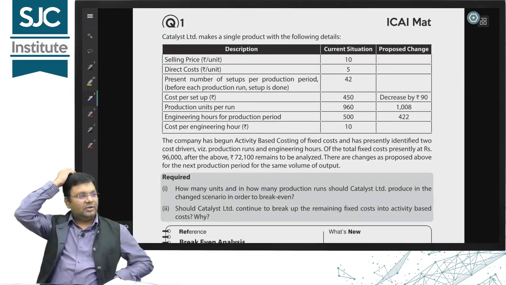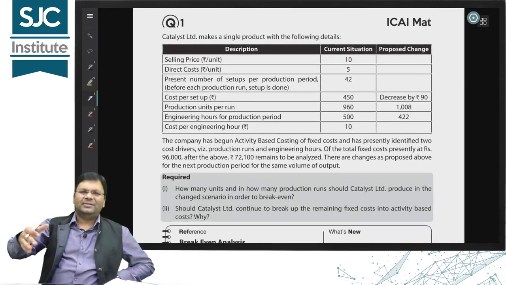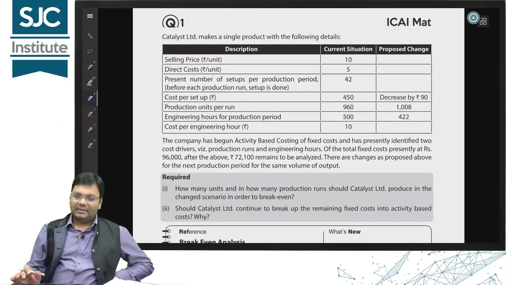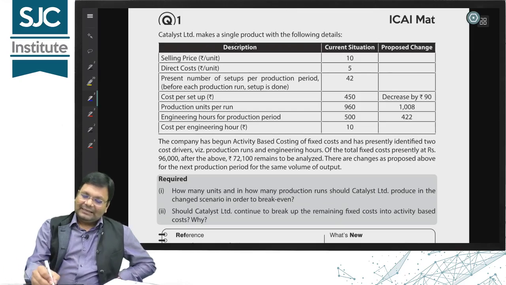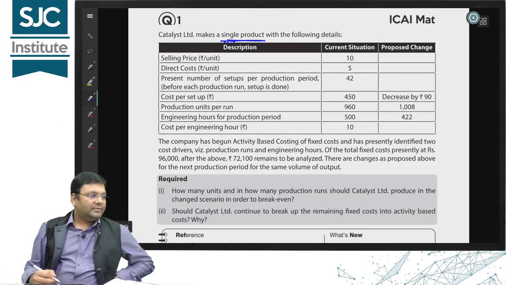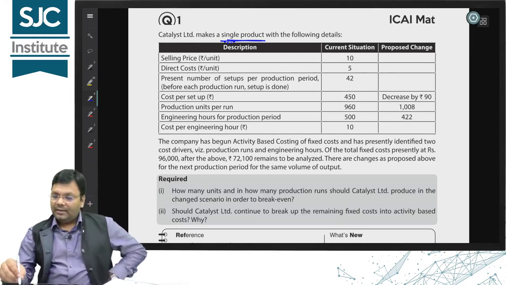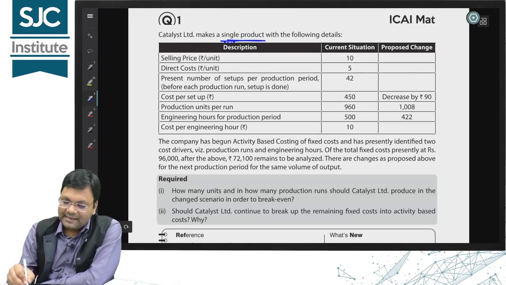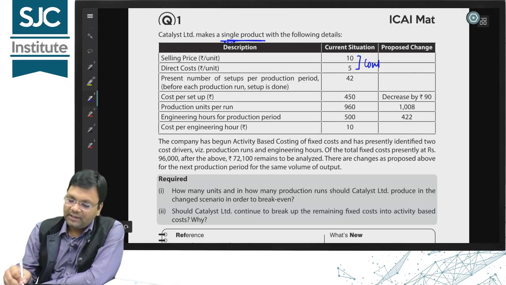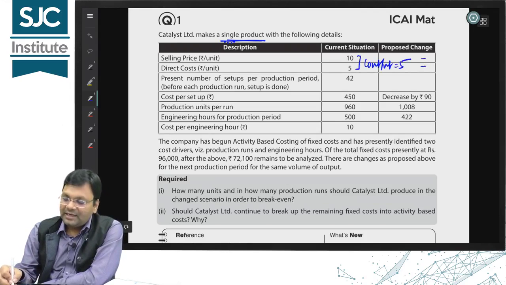It is a question on break even, already discussed, just you have to see the workings. See, Catalyst is producing a single product, and there are two situations, current and proposed. Selling price and direct cost are there, so contribution per unit is 5. If nothing is mentioned in the proposed change, that means it remains the same.